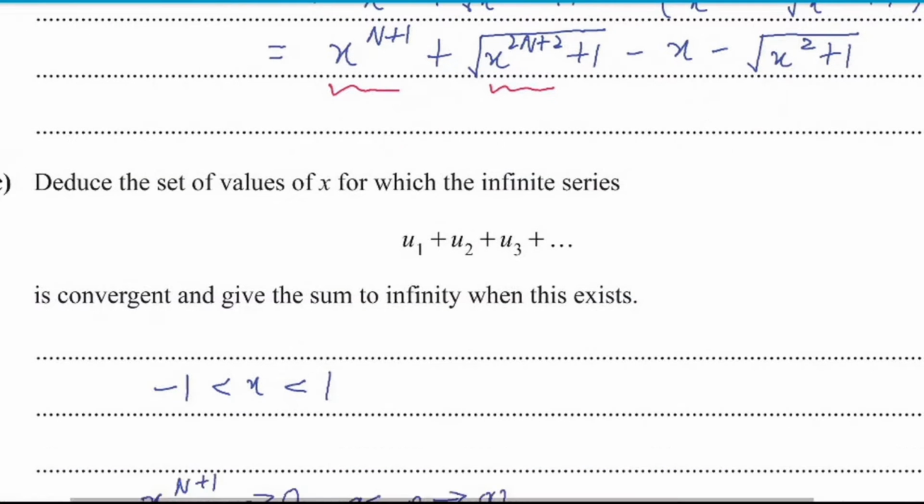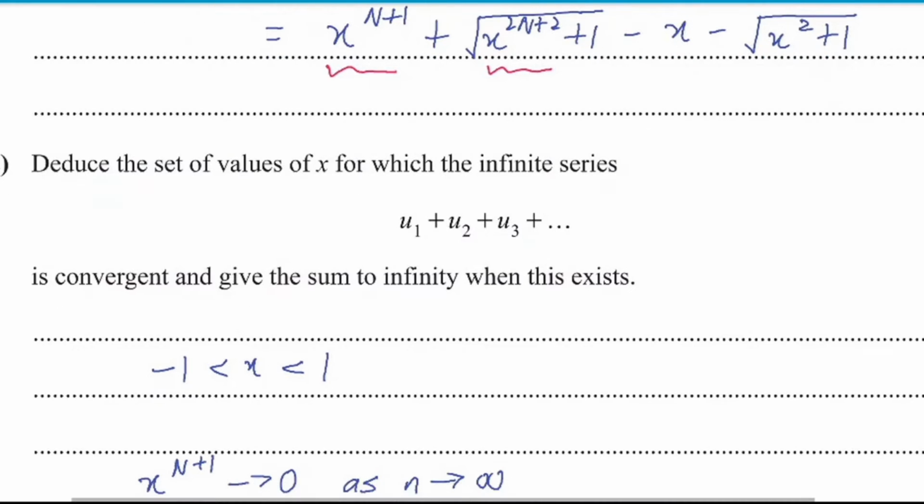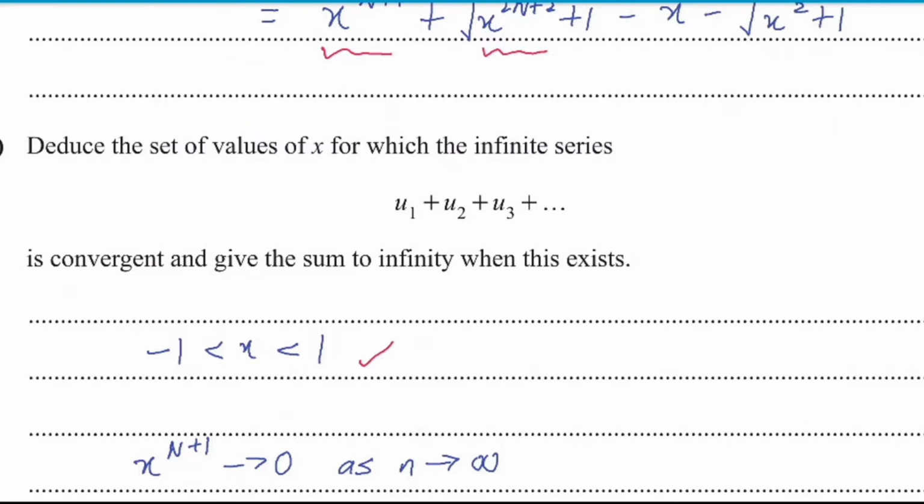So when n is approaching infinity, and it is a power of x, this is quite a common question that they might ask. In fact, they asked it a few times in past years. So this is a very useful result. They want us to deduce the value of x for which it's convergent. Convergent means it won't go to infinity. When x is between -1 and 1, then x to the power n will approach 0 as n approaches infinity.